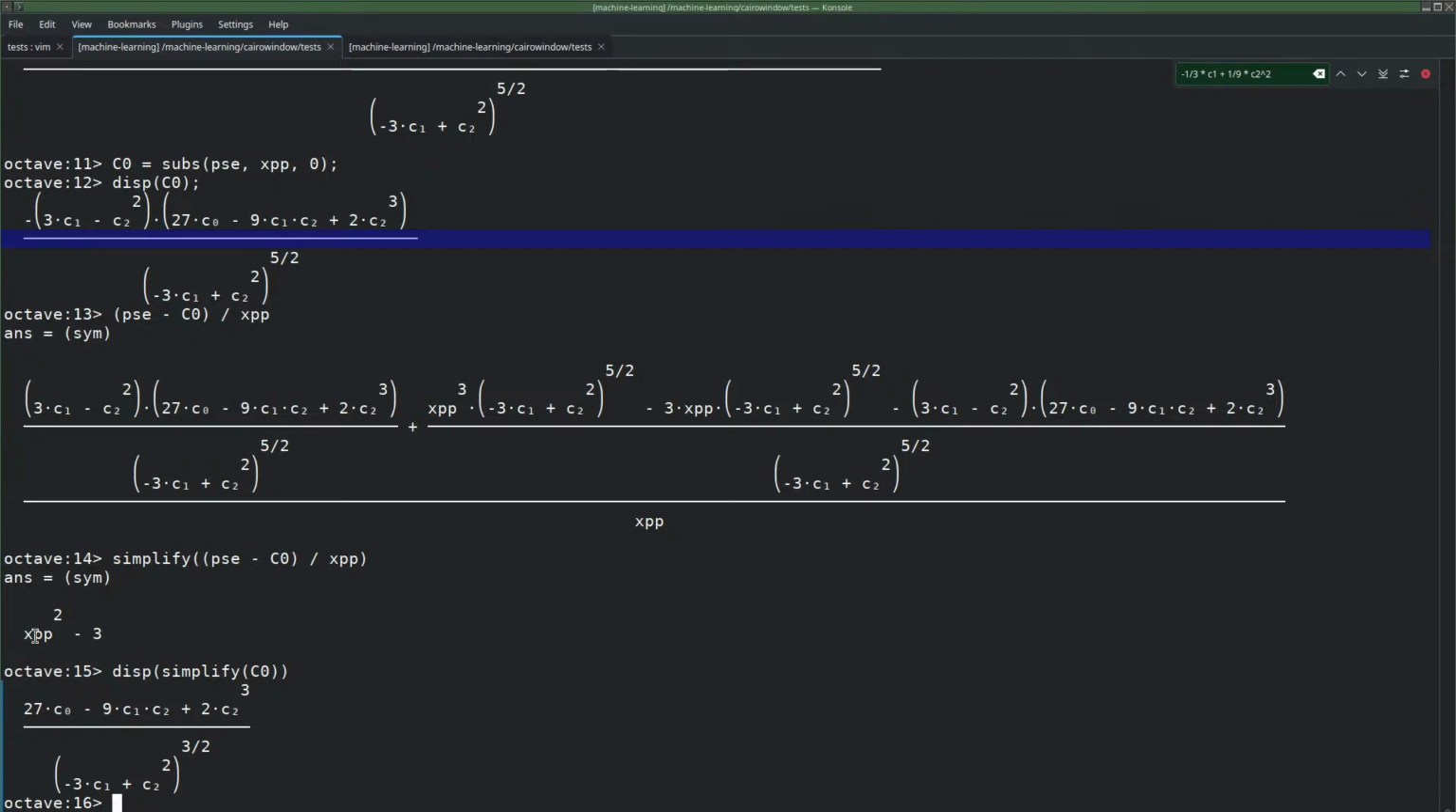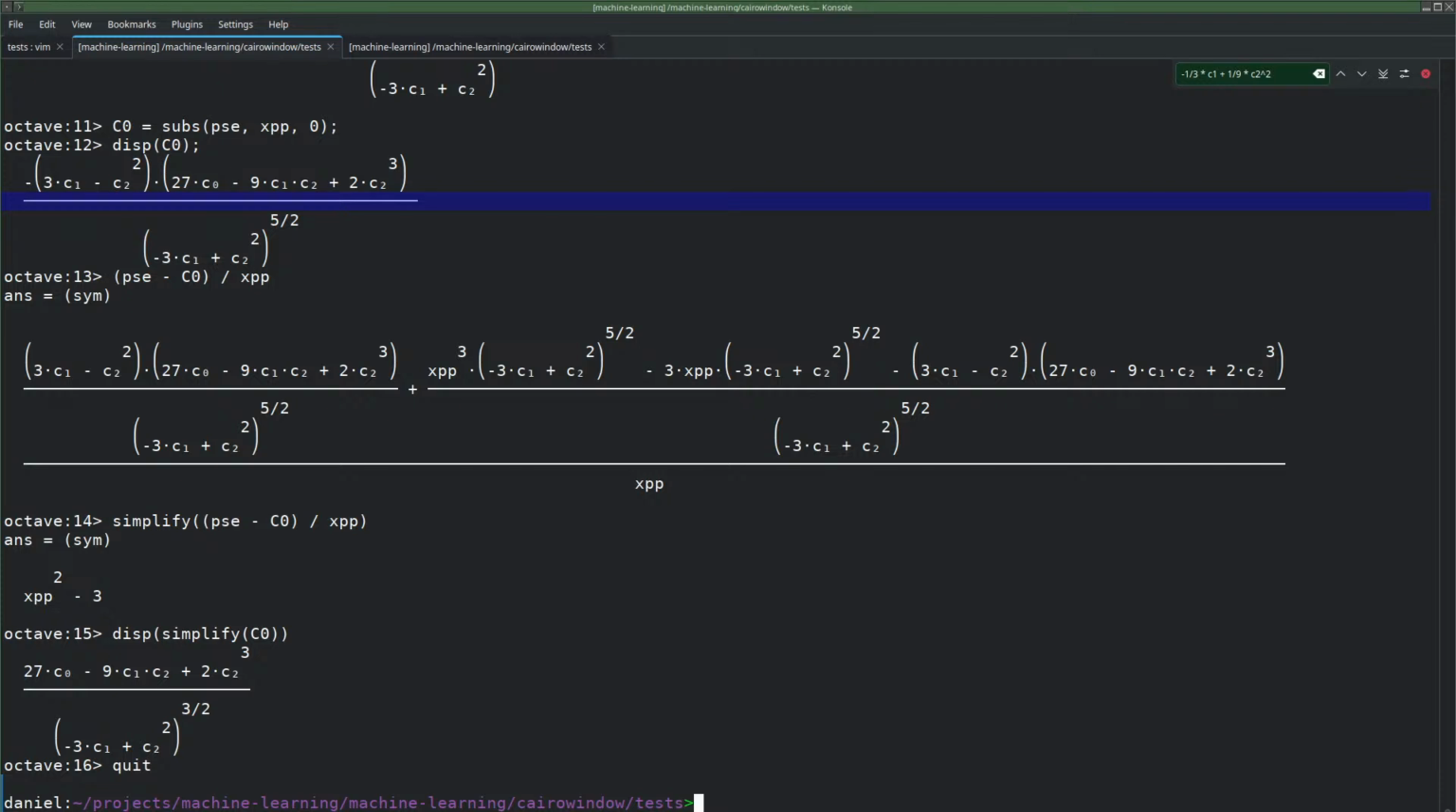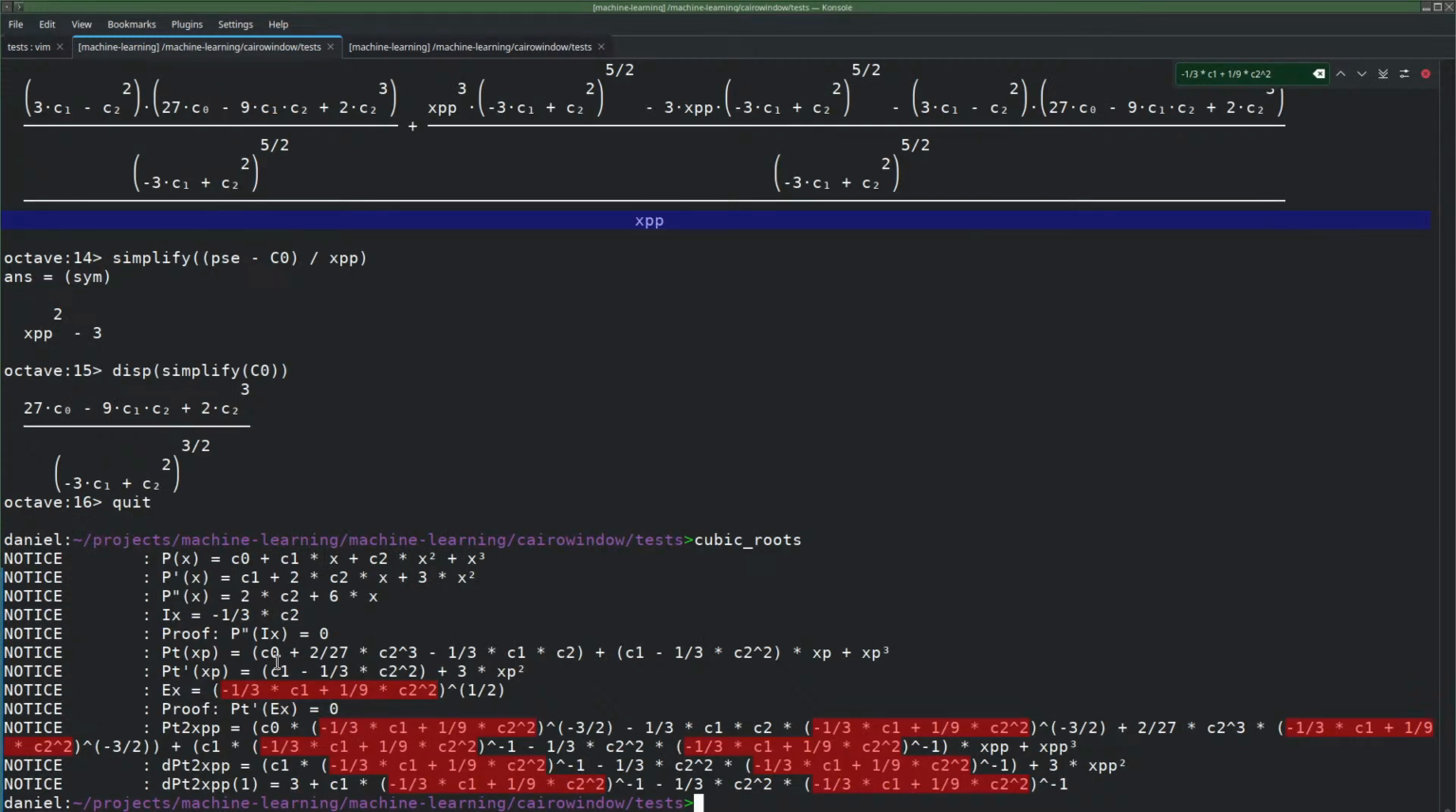Okay, anyway, the coefficient, let's see, I'm just going to do quit, forget everything. The coefficient of this XP here should be minus 3. So this whole bloody thing is actually minus 3. That's really sad that it doesn't figure that out by itself.